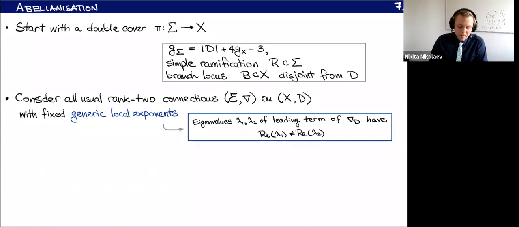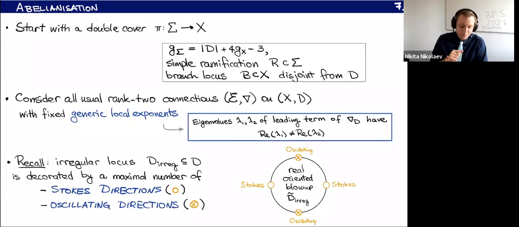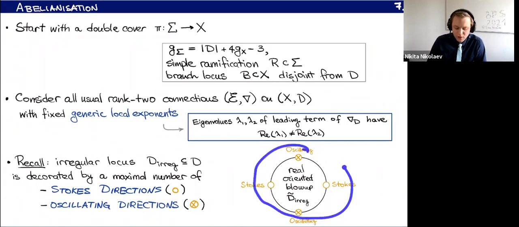Right. And another thing to recall is what happens at the irregular points with connections. Remember that when you have connections with irregular singularities, the irregular locus gets decorated with certain preferred directions. And so basically, the way you do it is, for instance, if I look, this is a particular point in my irregular locus.